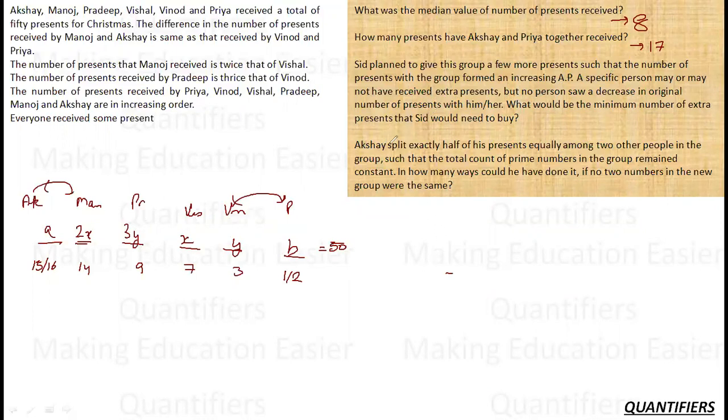Third question. Sid planned to give his group a few more presents such that the number of presents formed by it are an AP. They are an increasing AP. A specific person may or may not have received extra presents, but no person saw a decrease in the original number of presents with him or her. What would be the minimum number of extra presents that Sid would need to buy?